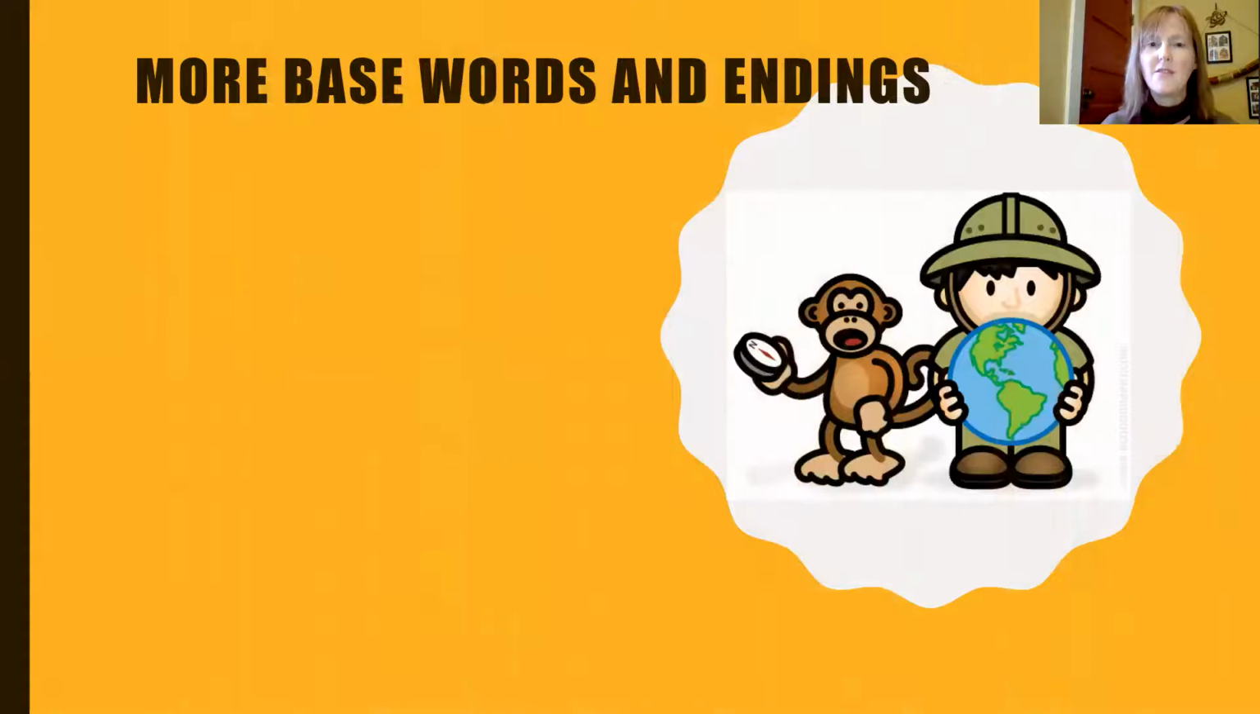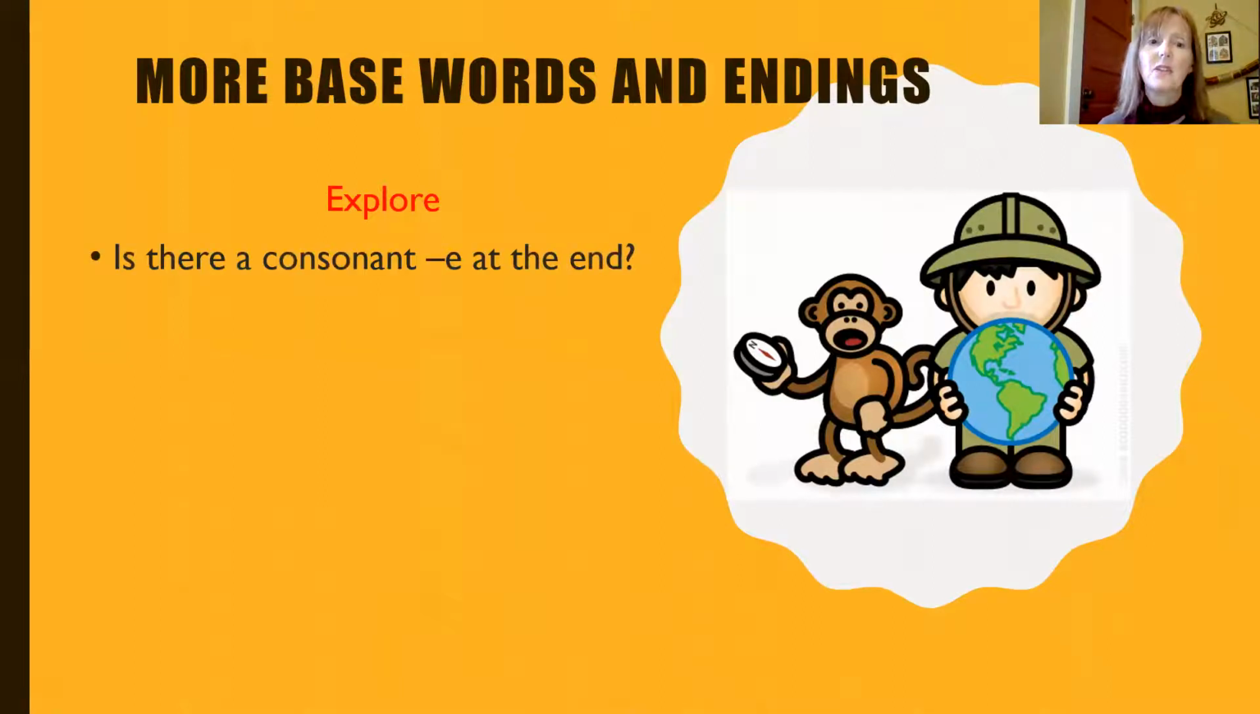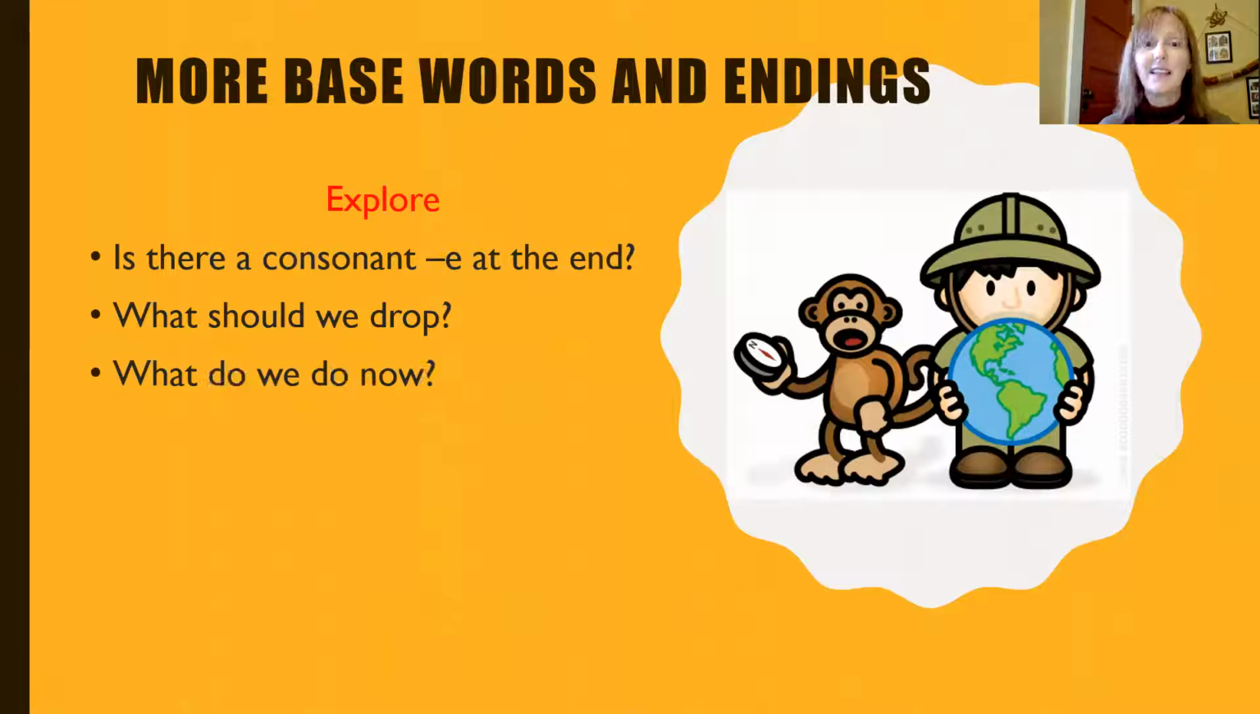Now we have another one. This time our word is explore. Now because explore doesn't end in a consonant, we're going to first ask ourselves about that silent E instead. Is there a consonant and then a silent E at the end? And in fact, there is. The consonant is R and the silent E comes after it. So then what should we drop? Well, if we want to make explore into exploring, we know what we need to drop. We need to drop that silent E. And then we're going to add the ing to make that exploring.